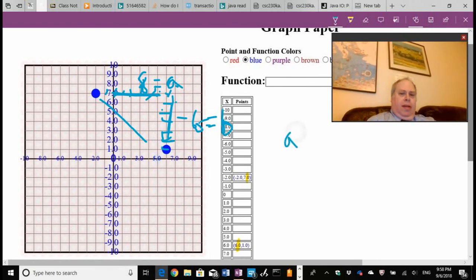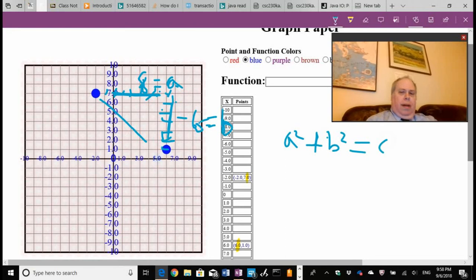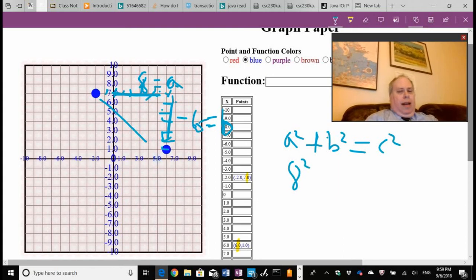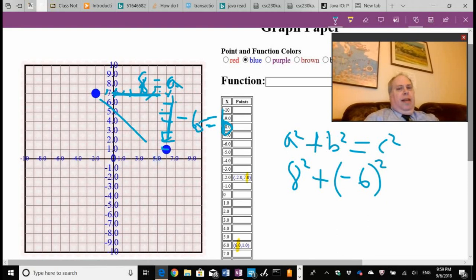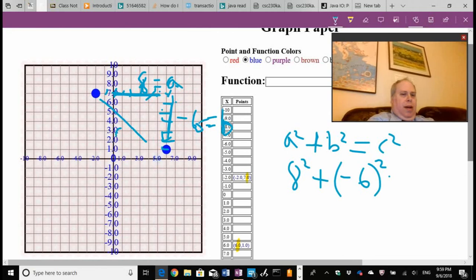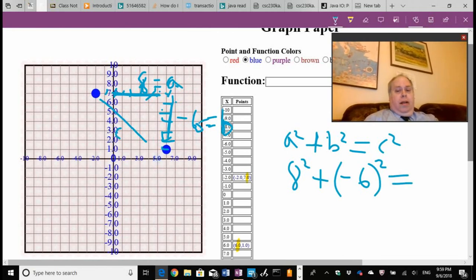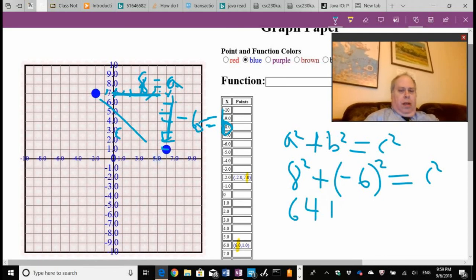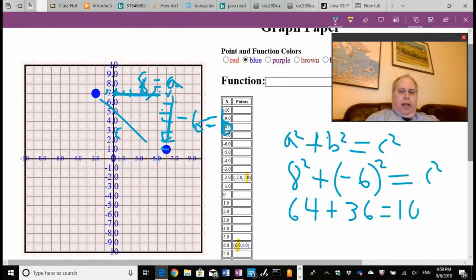Remember, the Pythagorean theorem is a squared plus b squared equals c squared. That gives me 8 squared plus, and with a lot of calculators, it's very important to parenthesize the -6 because of PEMDAS. PEMDAS might want to do the square before the negative, so put -6 in parentheses and square that. This equals c squared, and c is the number we're looking for, the distance. So this becomes 64 plus 36, which most of you might recognize as 100.